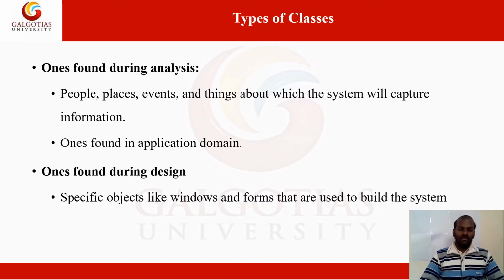Coming to the design space: when your requirement collection is done and there is no change in the requirements, then we can go ahead with designing. Here we specify objects like windows or forms that are going to be built in the system. So there are two different aspects of a class: one during analysis and the second during design.